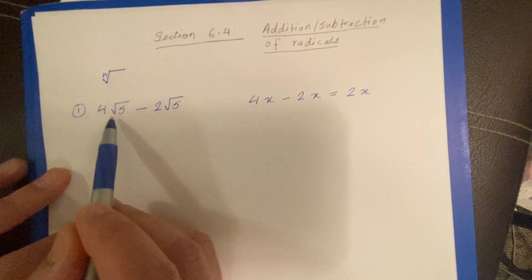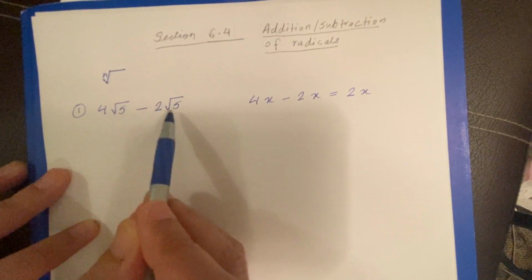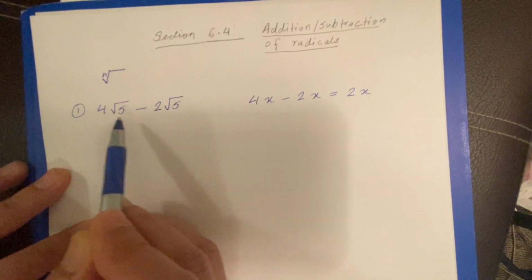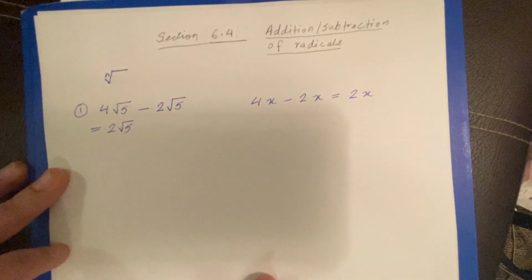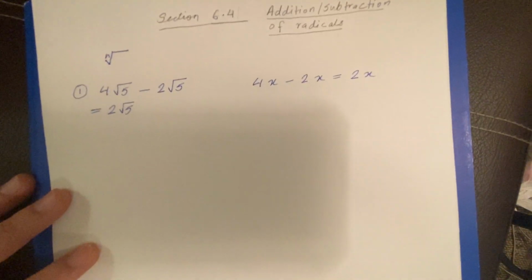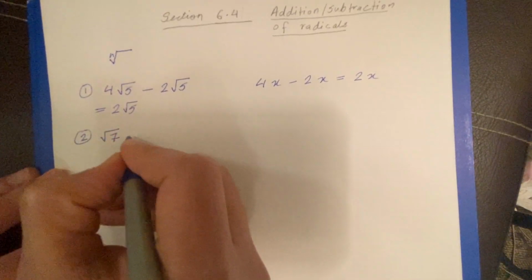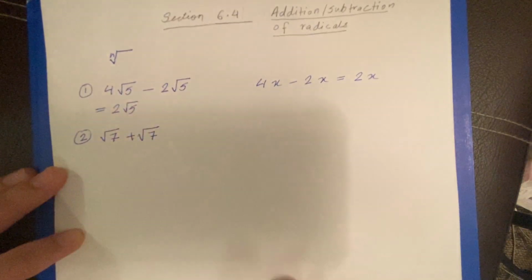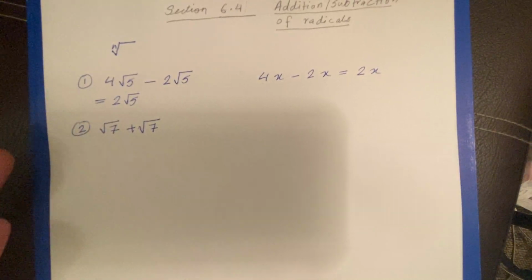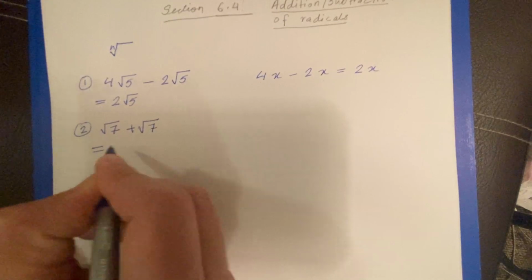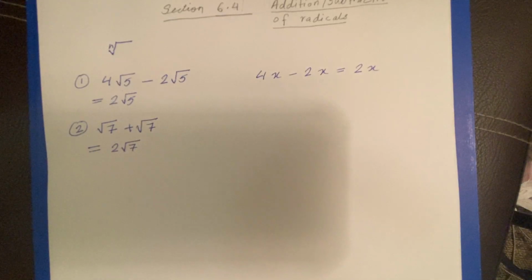So 4 square root of 5 minus 2 square root of 5: we have square root of 5 and square root of 5, so in this case these two are like terms. So this is just 2 times square root of 5. All right, clear? And if we have square root of 7 plus square root of 7, these two are similar to x plus x is 2x, right? So again, this is 2 times square root of 7.